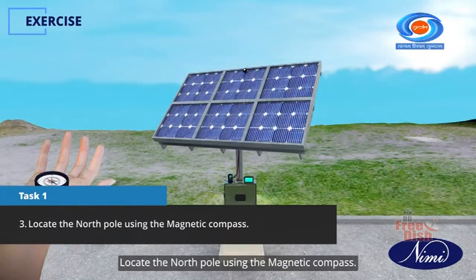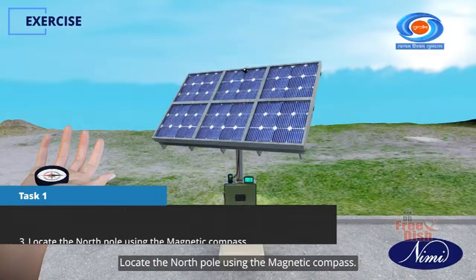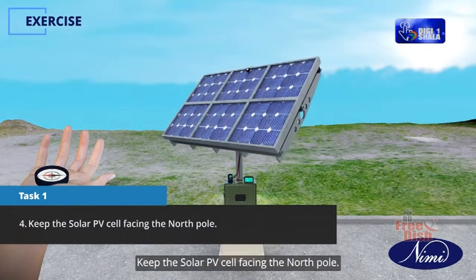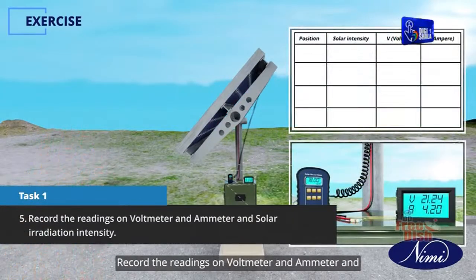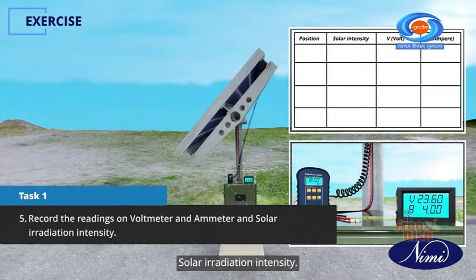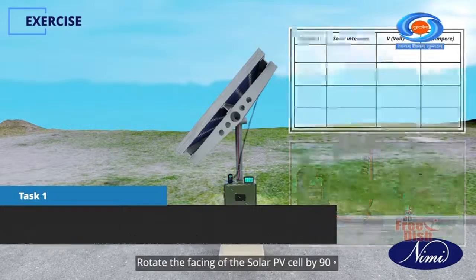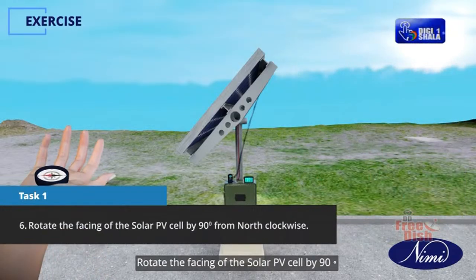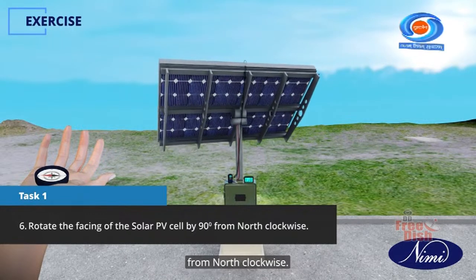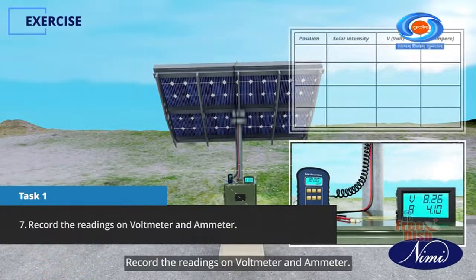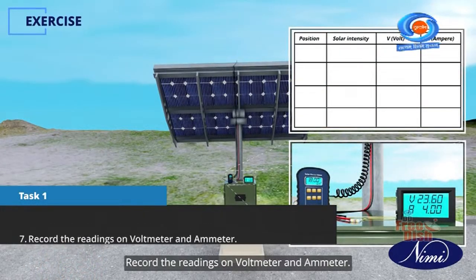Locate the north pole using the magnetic compass. Keep the solar PV cell facing the north pole. Record the readings on voltmeter and ammeter and solar irradiation intensity. Rotate the facing of the solar PV cell by 90 degrees from north clockwise. Record the readings on voltmeter and ammeter.